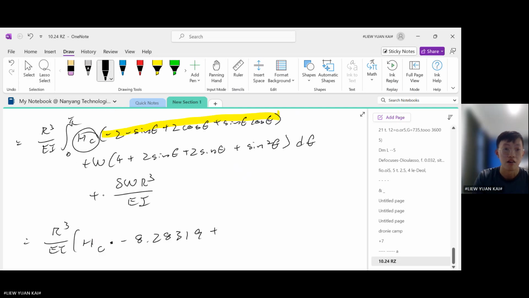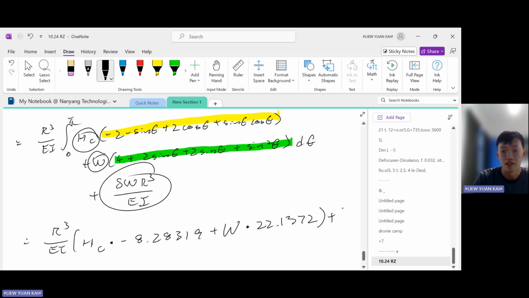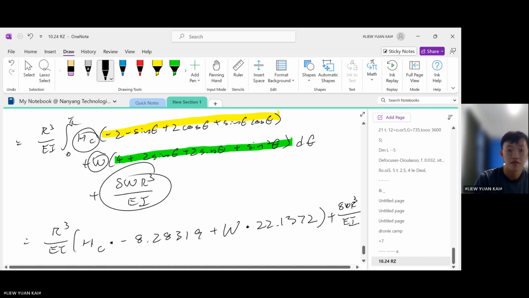Copy down w because w is a constant, so you may take that out. Then what you do is you punch the integration of 4 plus 2 sine theta and so on, all this second bracket. You integrate it from 0 to pi. Then you'll get 22.1372. And plus, don't forget this 8w. So 8wr cubed over EI.